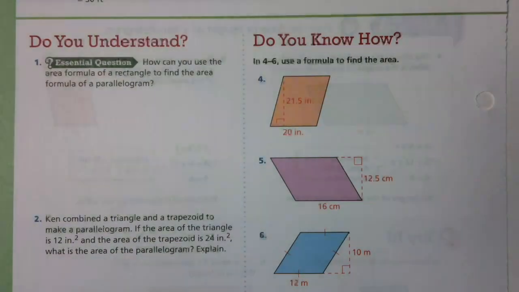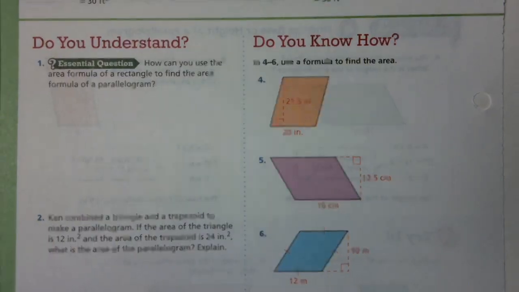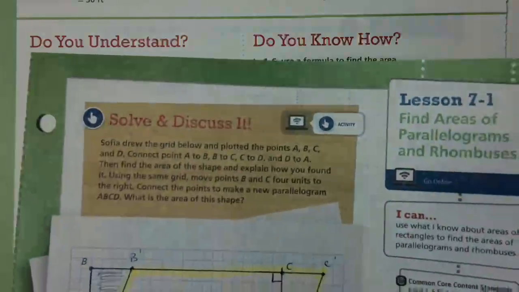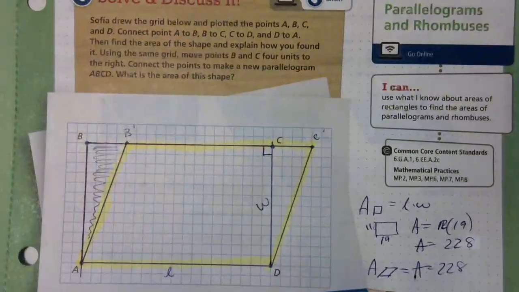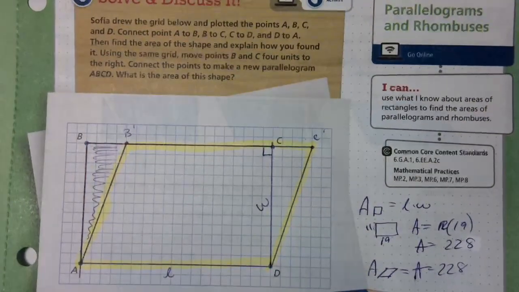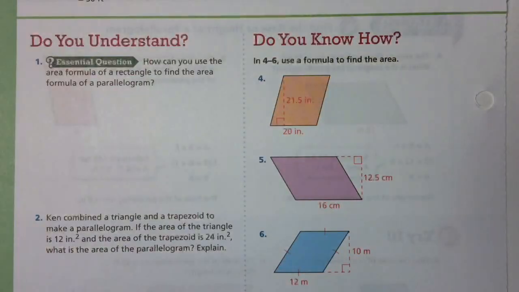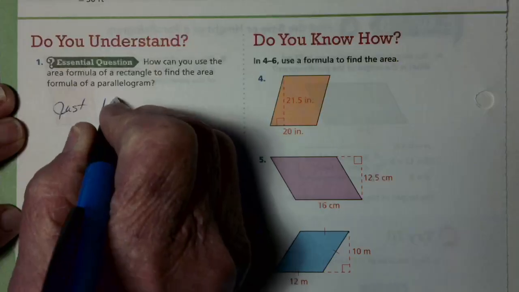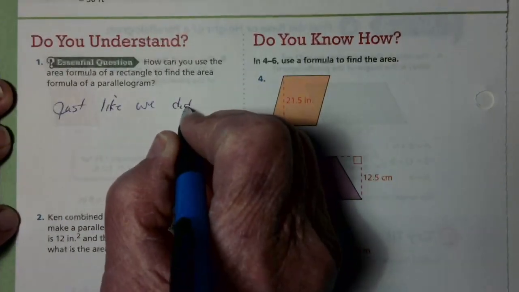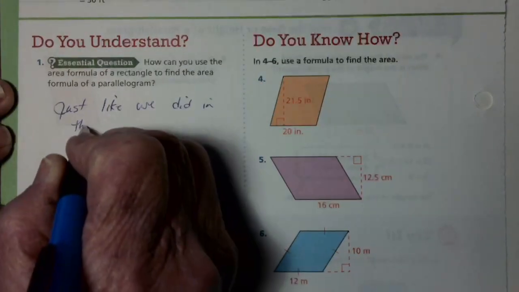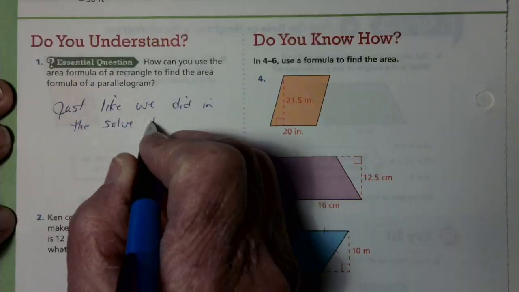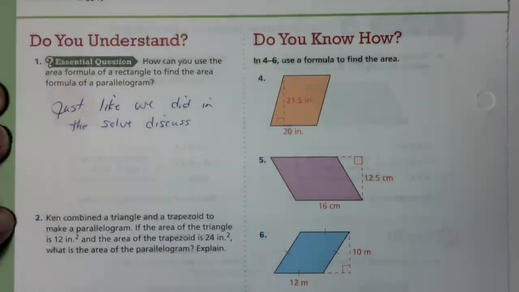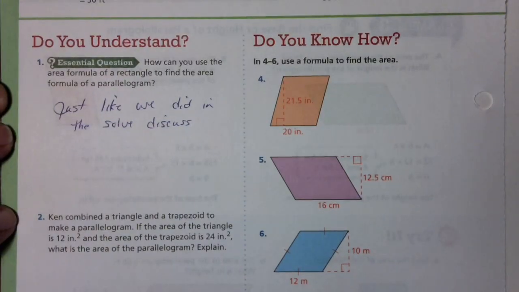Okay, remember what we did when we drew that? So here's what we're going to tell them. Just like we did in the solve and discuss. Remember when we did that? Solve and discuss? Cut a triangle off one side, move it to the other side, and show that it becomes a rectangle.